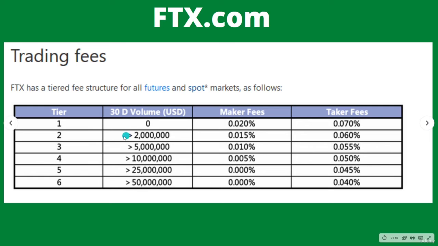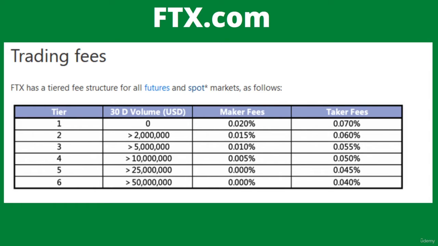Then obviously the amounts get bigger: 2 million in trading volume, 5 million in trading volume, and you see the reductions that you get. Also, ignore the taker fees, which I forgot to say in the previous slide, because you shouldn't be using market entries. That's what they mean by taker fees: when you use market entries or market exits.